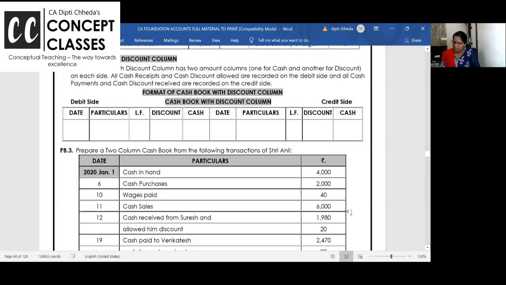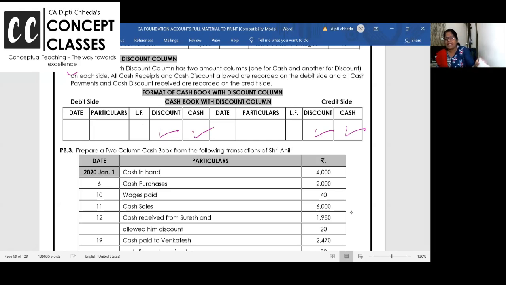We can take up then double column cash book. In double column what column you have extra? Discount column. Debit side and credit side of discount column is never balanced. Cash account is balanced. This is discount allowed. This is discount received. So discount allowed is posted to the discount allowed ledger, and discount received is posted in the discount received ledger. But two are not taken together.